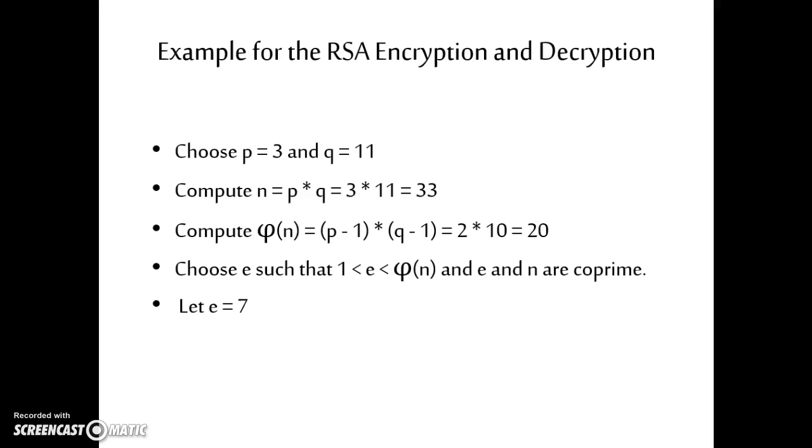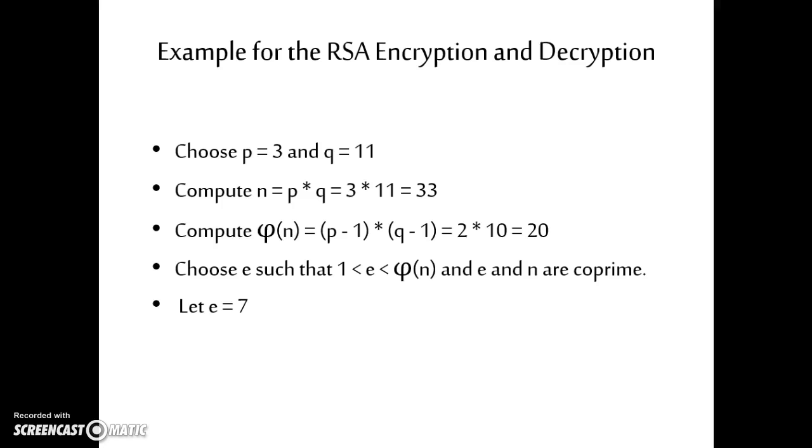Now, we see this by using an example. We chose two random prime numbers, 3 and 11. Now we compute n, that's nothing but the product of the prime numbers, 3 star 11, that's 33. Now computing phi of n. This is nothing but p minus 1 star q minus 1. We got 20.